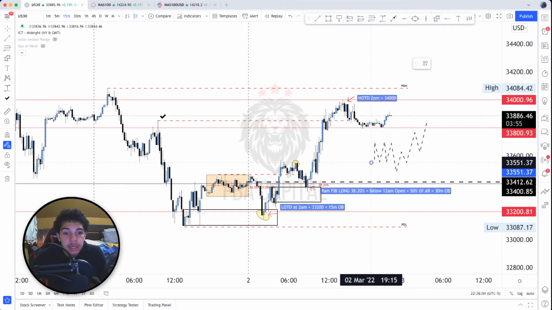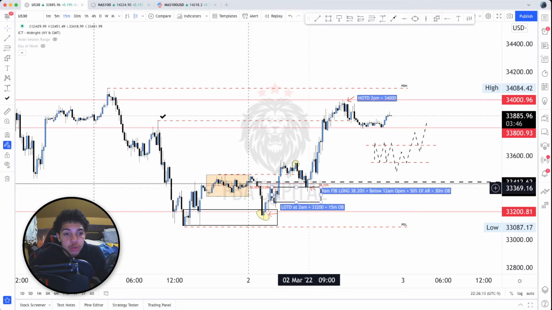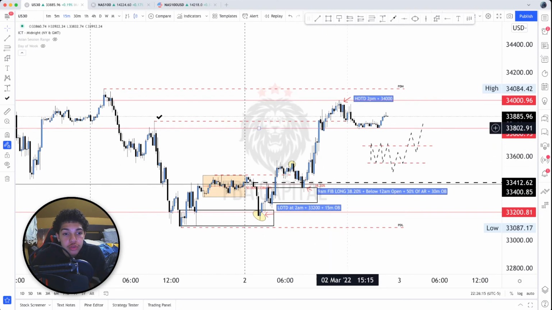So this is a clean example of a bullish London continuation where London session made the low of the day below the 12 a.m. open, had a retracement during New York session, and this is where you would have wanted to catch that bullish trade to the top side.